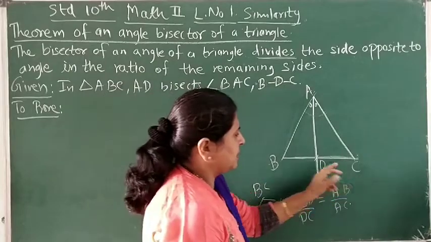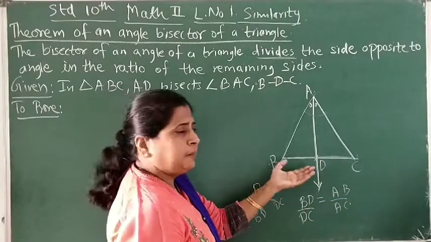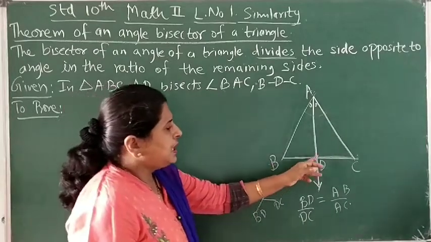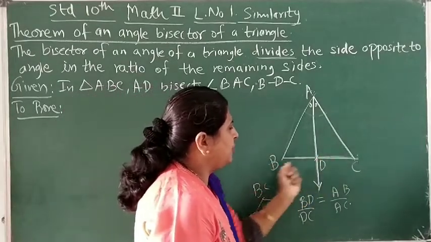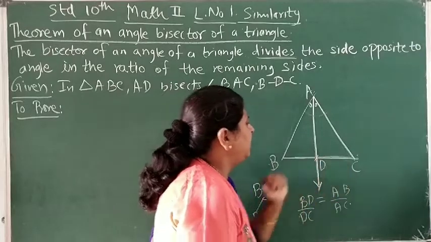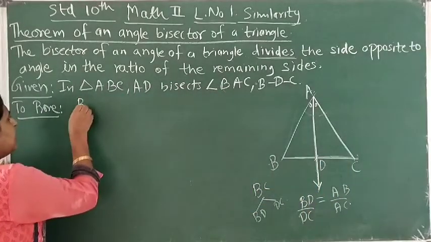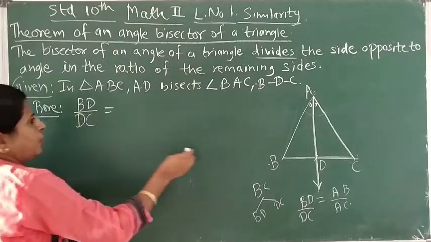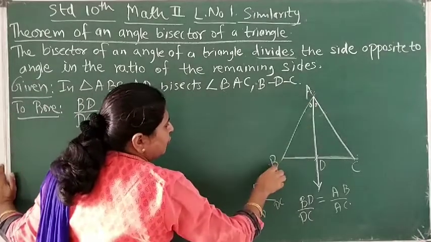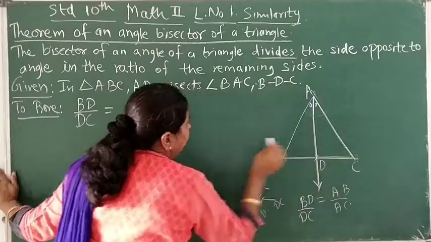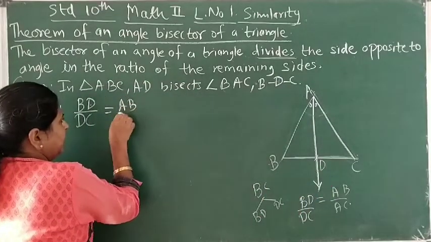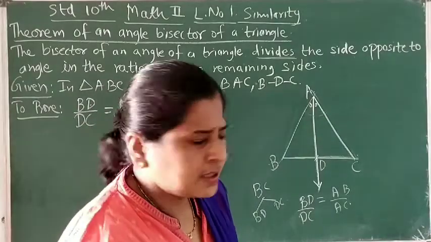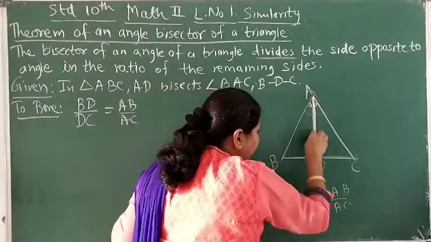This is the betweenness. It doesn't mean that D is the midpoint. D can be any point between B and C. Now this point D divides the opposite side BC as BD and DC. So in which ratio does it divide? The ratio of BD upon DC is equal to the ratio of the remaining sides, AB and AC. So this is the angle divider, the angle bisector.